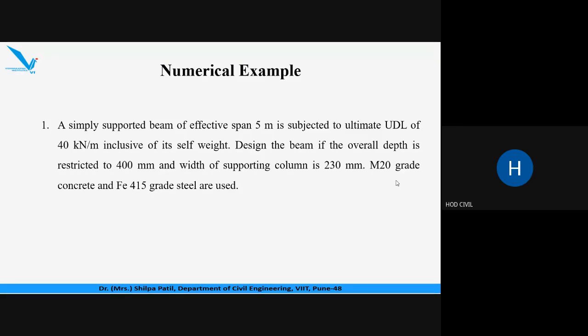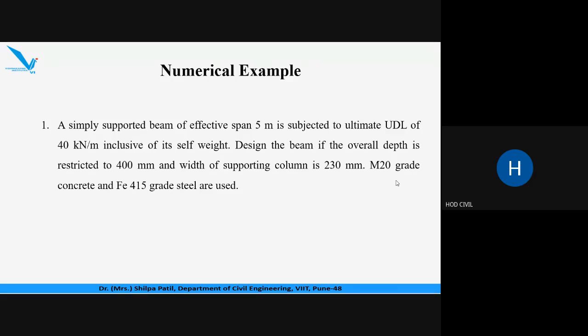So all of you note down this problem statement first, and then we will discuss some of the points which are related to design of doubly reinforced beams. I'm simply reading the problem statement here. A simply supported beam of effective span 5 meter is subjected to ultimate UDL of 40 kN per meter, inclusive of its self weight. Design the beam if the overall depth is restricted to 400 mm and width of supporting column is 230 mm. M20 grade concrete and Fe415 grade steel are used.